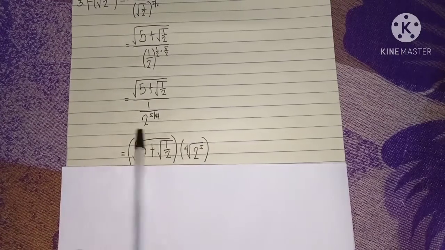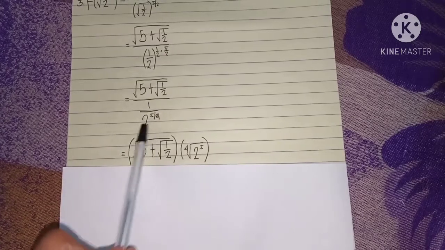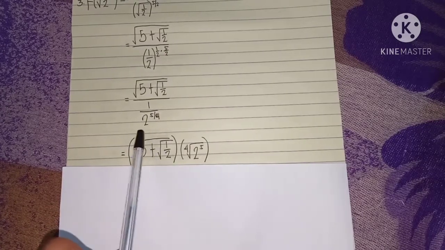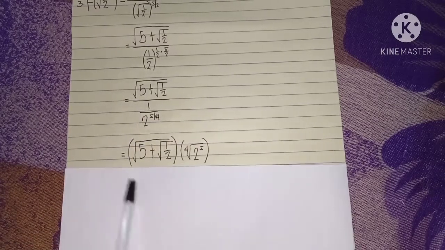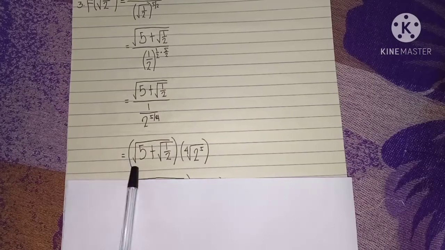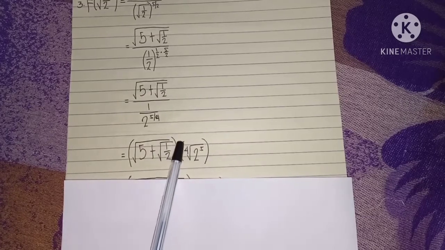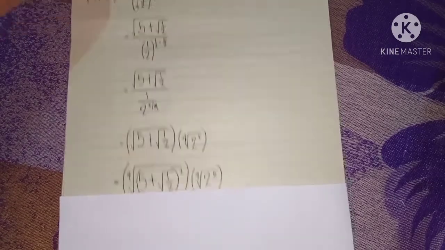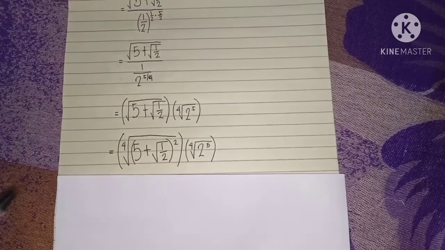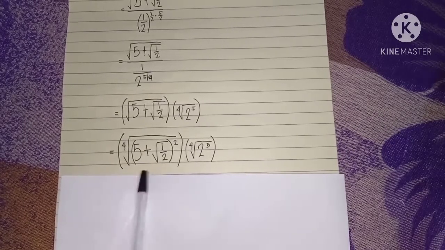And then we're trying to reciprocate this one, since this is the denominator and we have to multiply these two, so we have to reciprocate it. So quantity x square root of 5 plus square root of 1/2 times 4th root of 2 raised to the power of 5. And then we try to expand this term to simplify.